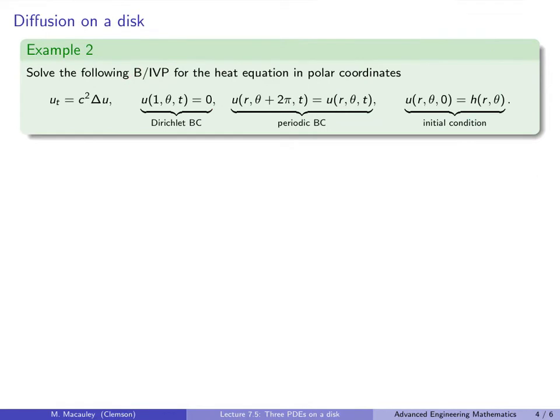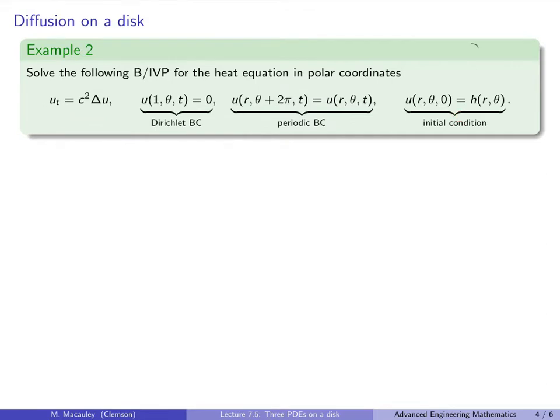Our second example is the heat equation on the disk. So let's solve the following boundary and initial value problem in polar coordinates. So ut equals c squared Laplacian of u, that's the heat equation. We have Dirichlet conditions. We're fixing the temperature to be 0 along the boundary. Of course, we have periodic boundary conditions in theta. And then we have an initial condition.